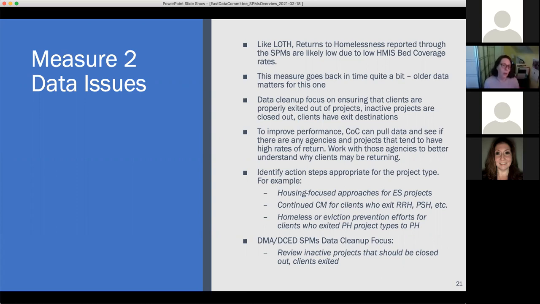And this one's one where I think improving performance requires a little more effort, because it will be important to look to see if we see any patterns of returns across specific agencies or projects, and then figure out why those places have more folks returning. We kind of expect a higher rate of return, maybe from folks exiting straight from shelter, and maybe lower rates from other project types where they've had more case management. So thinking about that and letting that be a thing that we think about in the medium to longer term. In terms of data cleanup focus, again, that's really been on making sure that inactive projects are closed out and clients are exited.